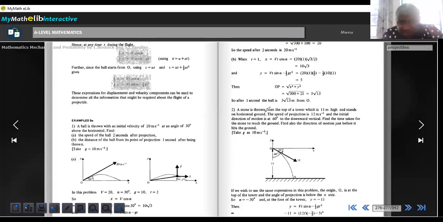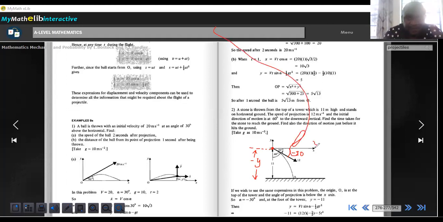When a particle is projected below the point of projection, if it is projected from this point O, then this is the level of projection. The height is negative, like we have always known. Now, one special thing is this angle of projection: the angle of projection is negative. So this angle below the horizontal, which is 30, is a negative 30. So look at this example.